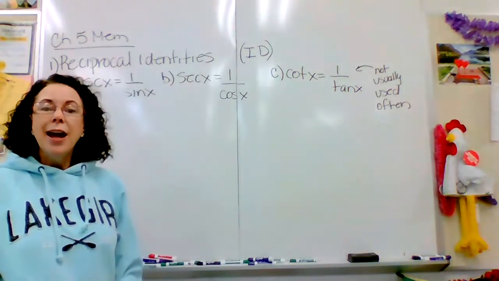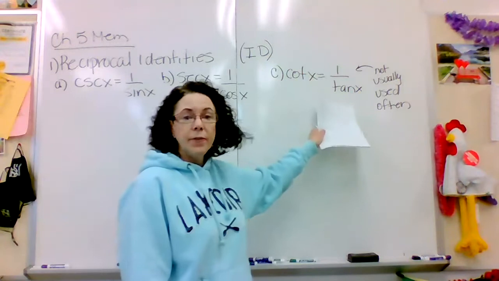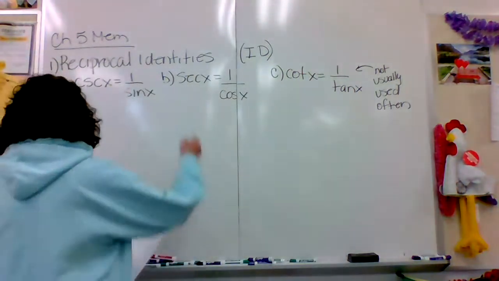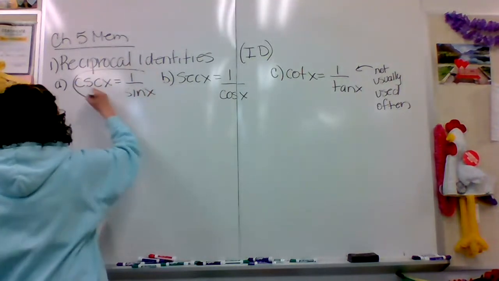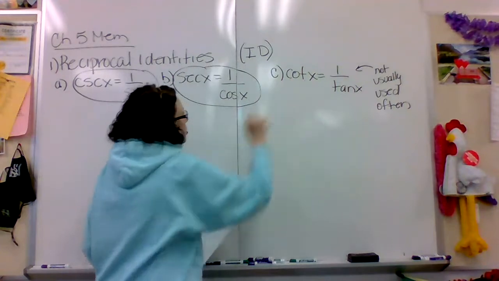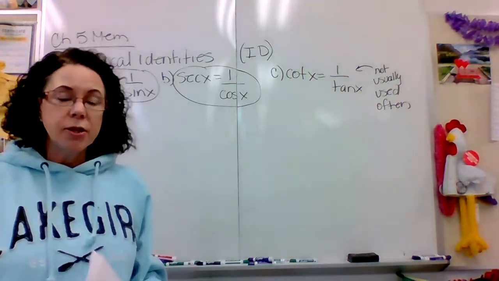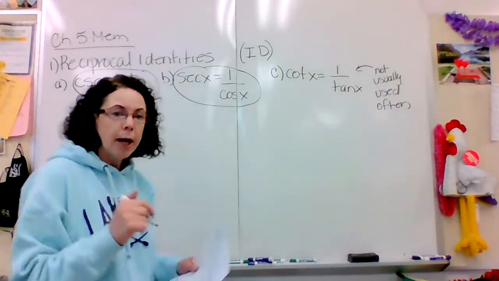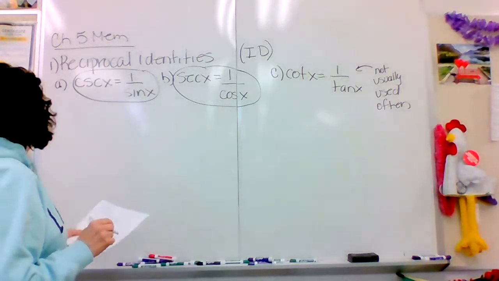It's 1 over tangent. You will not use this very often. I'll show you what you will use instead. So very useful here, very useful. I would circle that, very useful. I will not circle cotangent of x being 1 over tangent of x. It is true, not as useful in these sections. Okay, so these you already know.